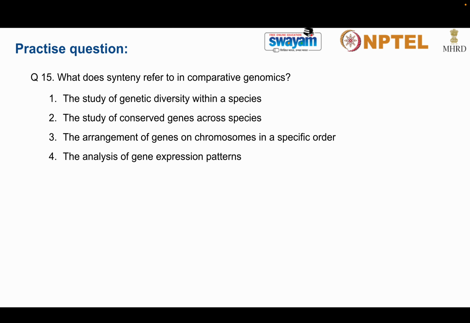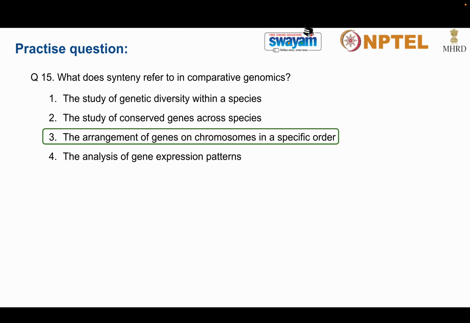So let's move to the next question, which says, what does synteny refer to in comparative genomics? You hear this word many times. So what does it mean in comparative genomics? Option 1 is the study of genetic diversity within a species, option 2 is the study of conserved genes across species, option 3 is the arrangement of genes on chromosomes in a specific order, and option 4 is the analysis of gene expression patterns. So what do you think? What does synteny mean?